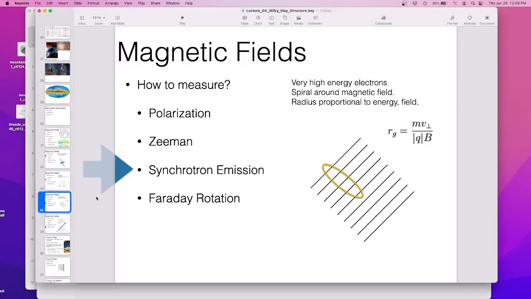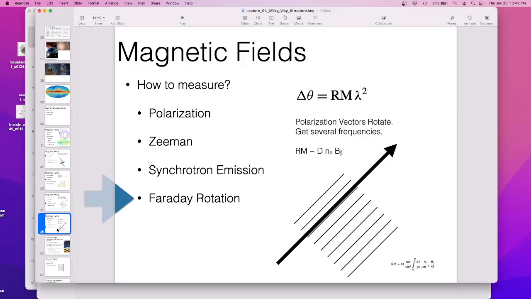Where am I at? Last thing. The last thing is Faraday rotation, again with the polarization. Magnetic fields are basically all about polarization. Every single one of these that I've mentioned is all polarized, and polarization is super important for us seeing the magnetic fields. And here is no different.